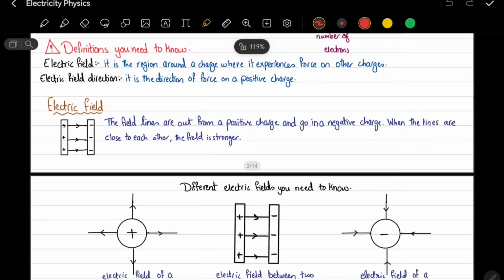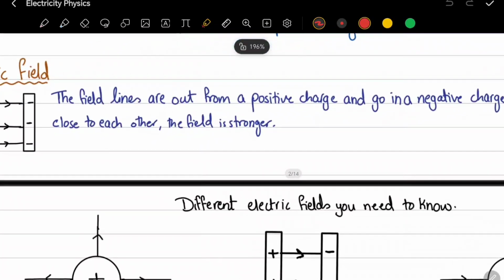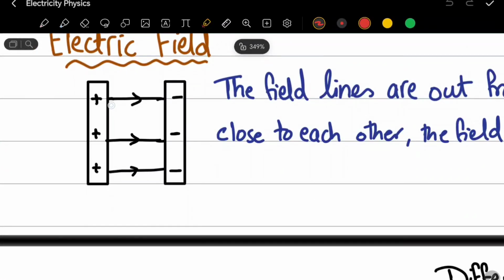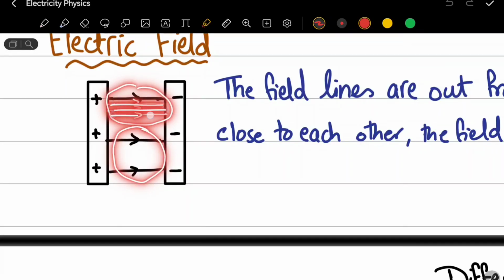When the lines are close to each other, it means that the field is stronger. For example, in this area the lines are closer, which means the field here is pretty strong compared to here. The reason is that the lines are closer to each other.